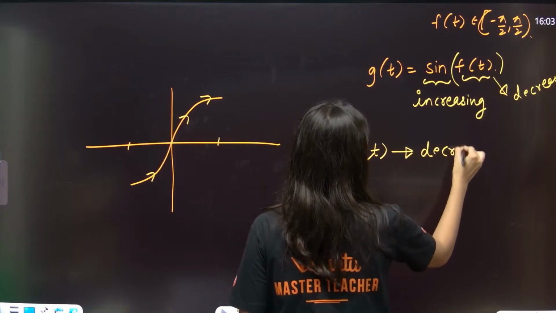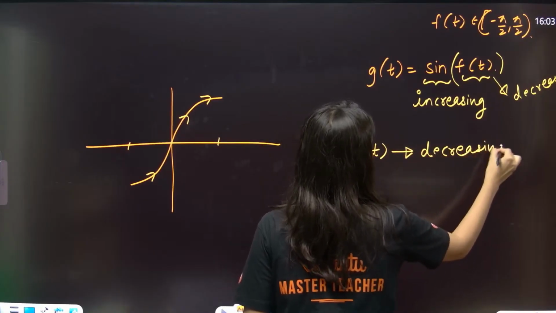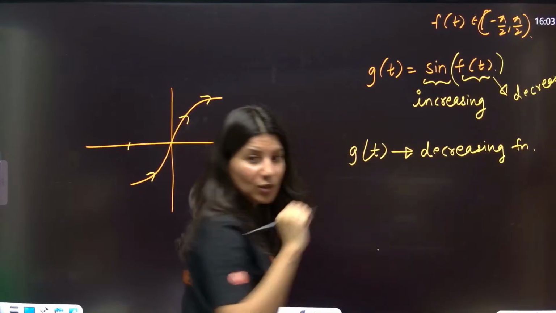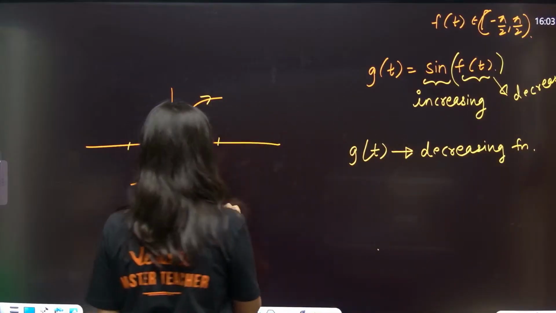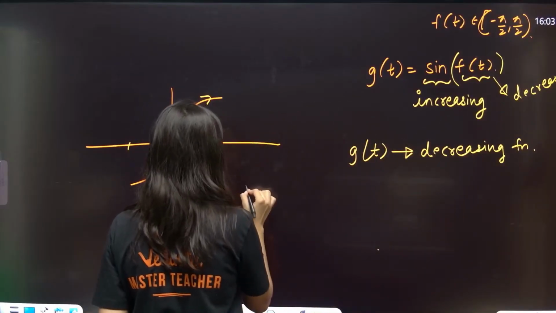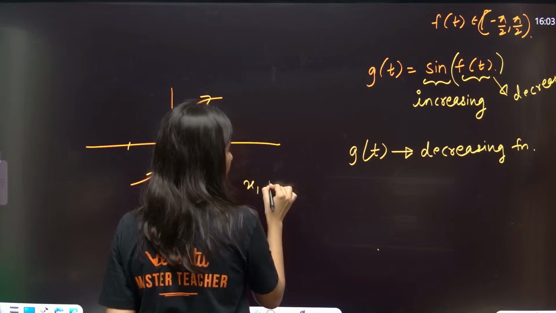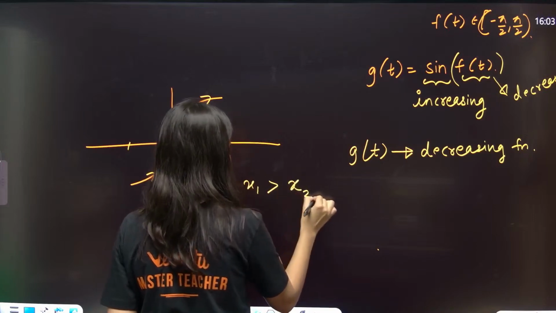then overall g of t will become a decreasing function. Do you want a proof on it? Do you want me to prove it? Okay, let me do that. First of all, let's assume that x1 is greater than x2.